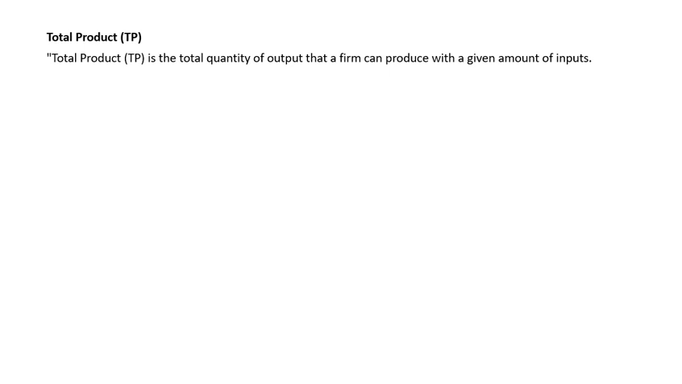And to understand this relationship, we will introduce three key concepts. First, the total product. So the total product is simply the total quantity of output that a firm can produce with a given amount of inputs. For example, if you have two laborers and one machine, you can produce three tables. If you have a wood workshop, these three tables are the total output.